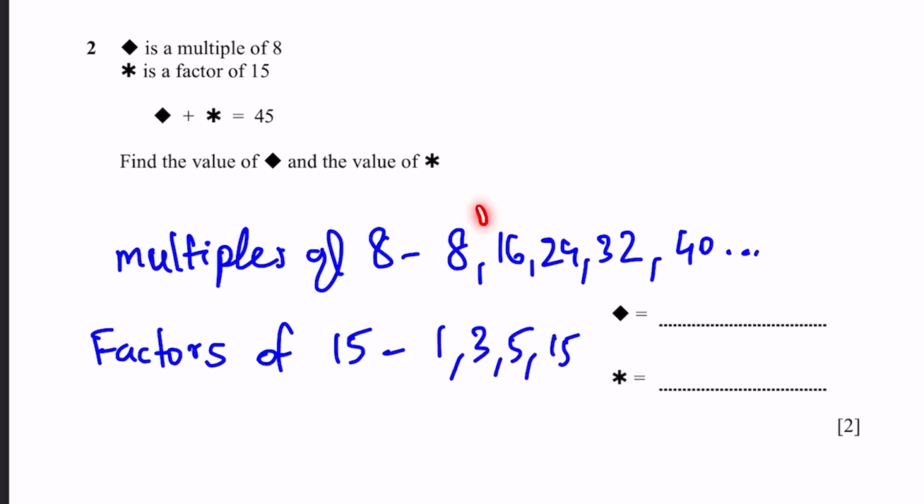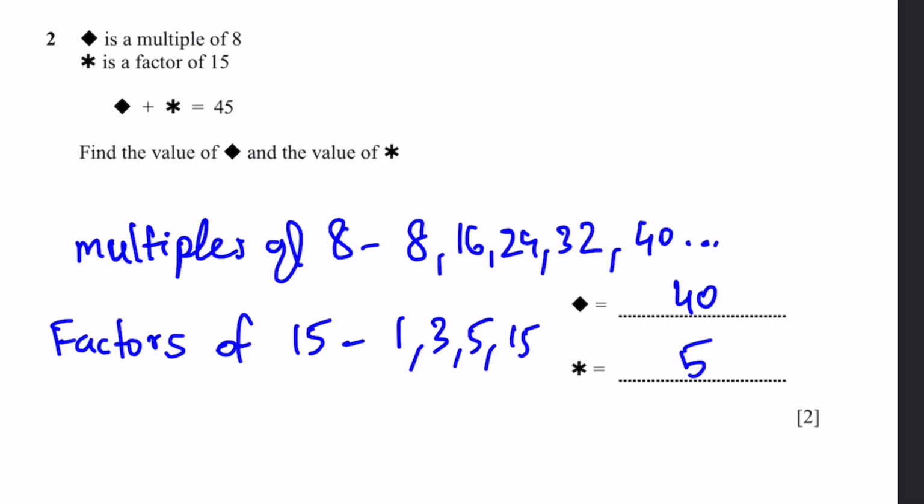Therefore, we can find out 8 plus something is 45, and that something is 37, which is not there in the factors of 15. If you add 16 as diamond, then asterisk is the same thing. 24 will also result in the same thing because asterisk has to be 21, but it can't be. 32 will also result in the same thing. It has to be 13 for asterisk, but it can't be. But if you put 40 in as diamond, asterisk can be 5. That means diamond is 40 and asterisk is 5. So that's the answer.